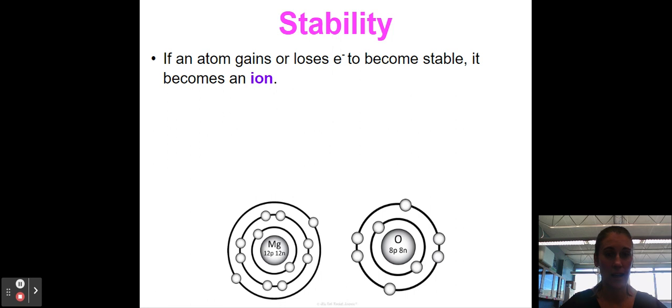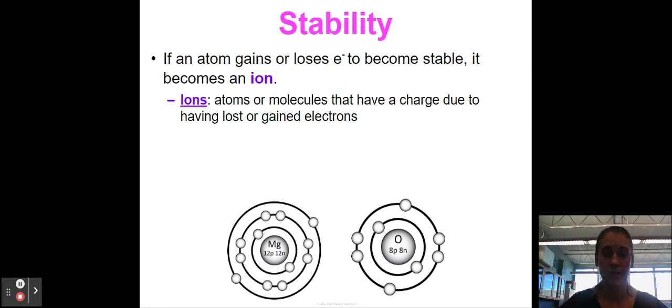If an atom gains or loses an electron, it becomes stable. It becomes an ion. This is some old stuff, but just as a reminder, ions are atoms or molecules that have a charge due to having lost or gained electrons. Remember, nothing happens in the nucleus as far as losing or gaining.